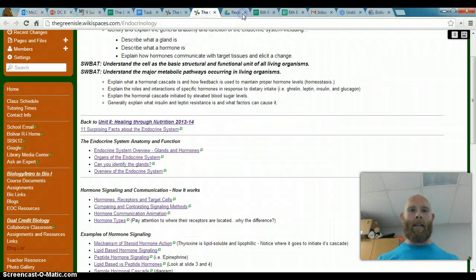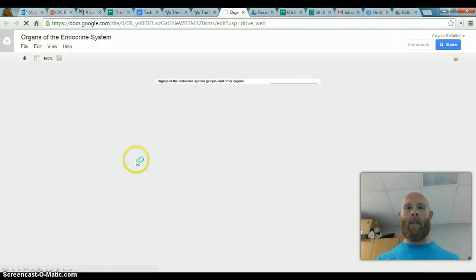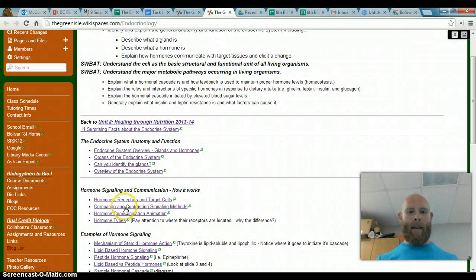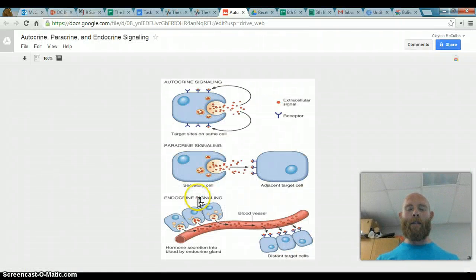All right, let's take a look at some of the other things. Here's another illustration of the same type of process. Down here, comparing and contrasting signaling methods. Again, just another illustration of the same thing. I like this one because it does show the receptors. You can see the hormone shape is being sent out here in autocrine signaling, and it diffuses out and interacts with the receptor on the surface of the cell that also secreted it. So it goes in and causes different changes to occur.